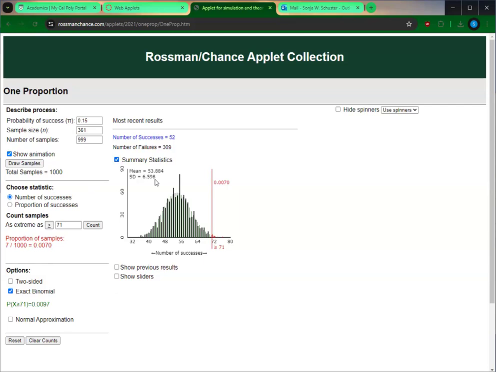I can show my summary statistics. So there's my mean and my standard deviation. If I want to change it to proportions, there we go. My mean for these, remember, are all p-hats in here. The mean is 0.149, which is very close to the 0.15. And there's my standard deviation.